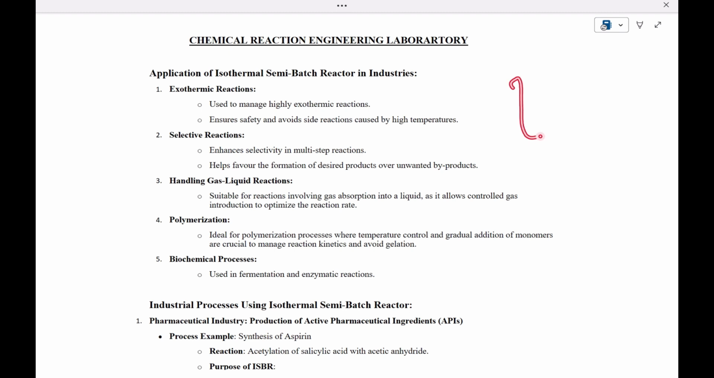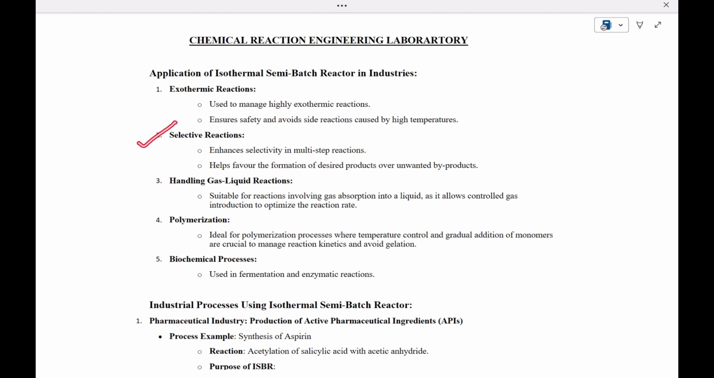Given here are the 5 fields where isothermal semi-batch reactor plays an important role to carry out reactions in a controlled manner and yield high quality products. Starting with exothermic reaction, it is used to manage highly exothermic reaction by gradually adding one reactant to control the heat release and prevent thermal runaway, which ensures safety and avoids side reactions caused by the high temperature.